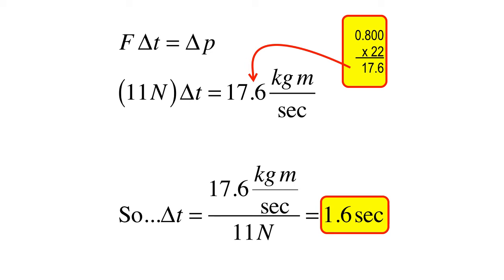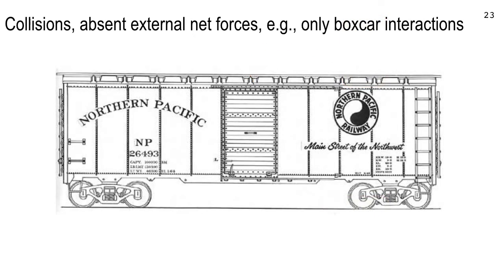Now that's a way of modeling an interaction and studying the change in the dynamical state, the change in the momentum. Another way to study and model an interaction is by collision. So what we're going to do is work on some boxcar interactions.